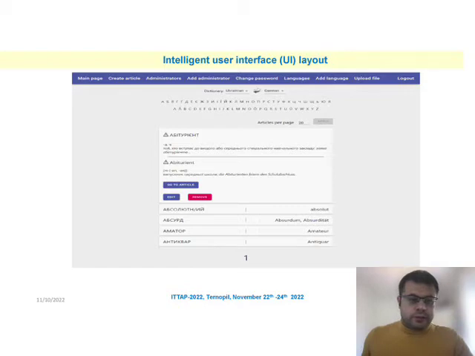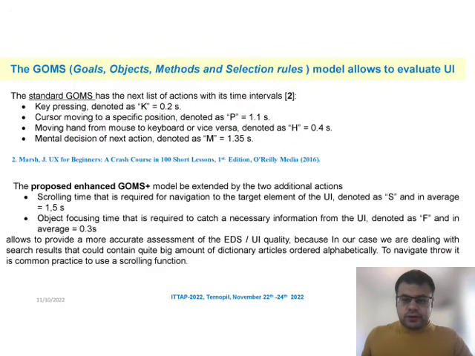There is a main menu, a navigation bar, and a list with articles. There are different ways to evaluate the designed interface. The GOMS model allows evaluating a UI using time intervals for specific simple actions that have been determined experimentally. GOMS has the following list of actions with their time intervals: key pressing, cursor moving to a specific position, moving the hand from mouse to keyboard or vice versa, mental decision of the next action, and waiting for a response from the system.